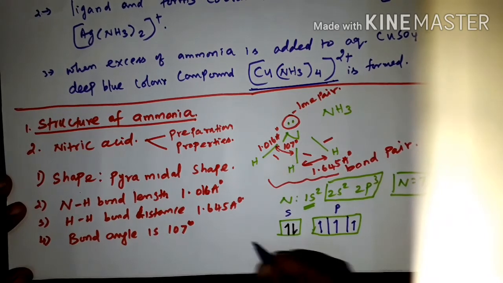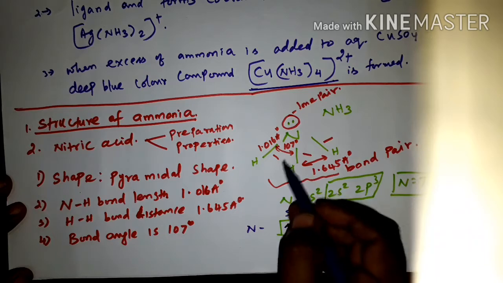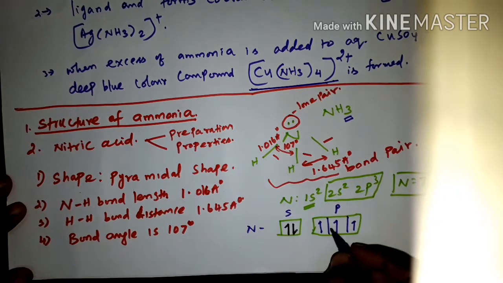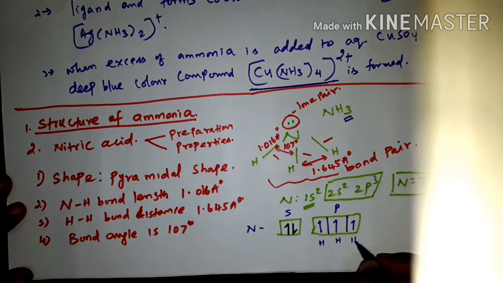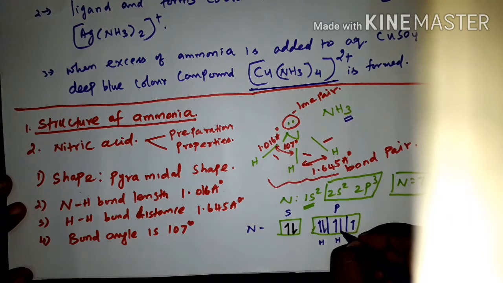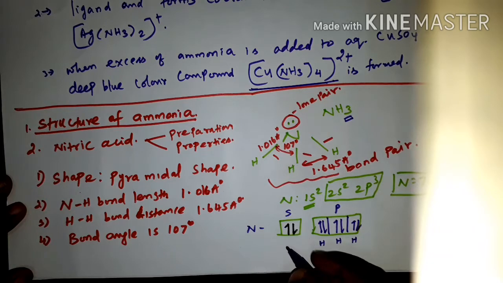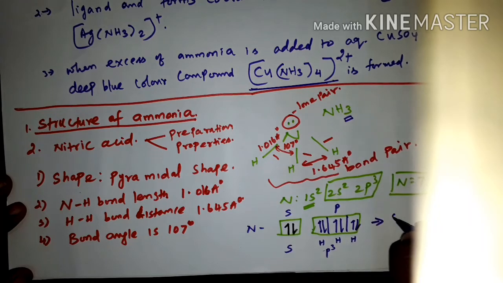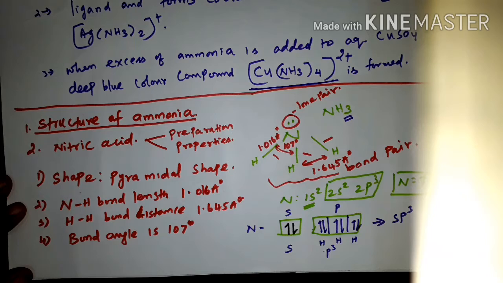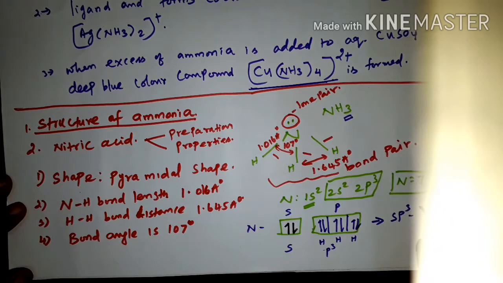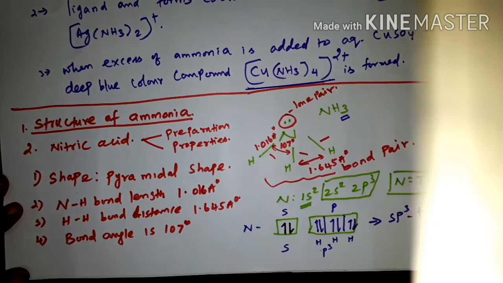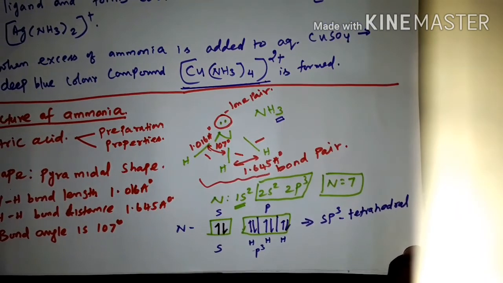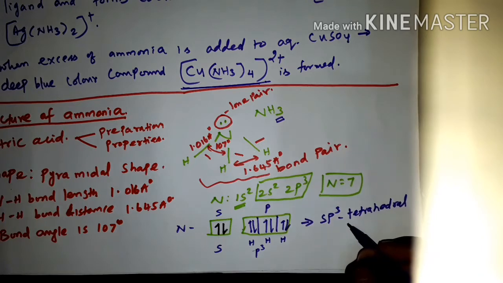Okay, this is nitrogen. See here NH3, there are 3 hydrogen atoms, so one hydrogen here, one hydrogen here, one hydrogen here will overlap. So this forms 1 s orbital and 3 p orbitals, so the hybridization is sp3. Usually the shape of sp3 hybridization is tetrahedral shape. Okay, sp3, the shape is tetrahedral.